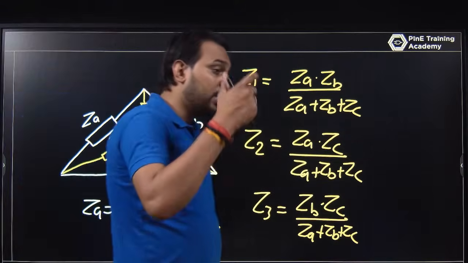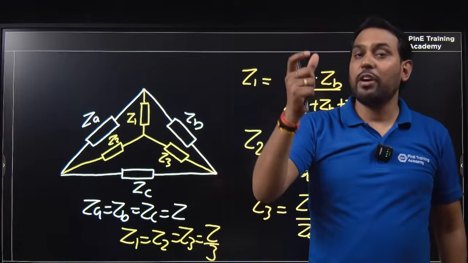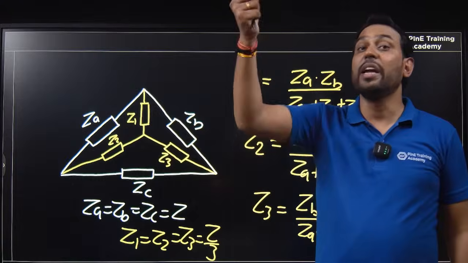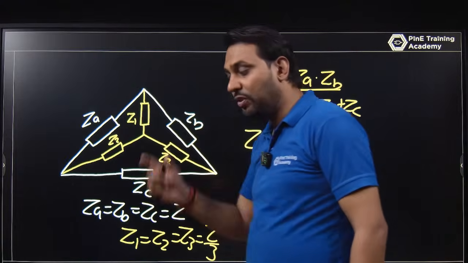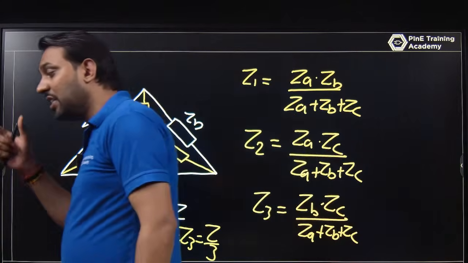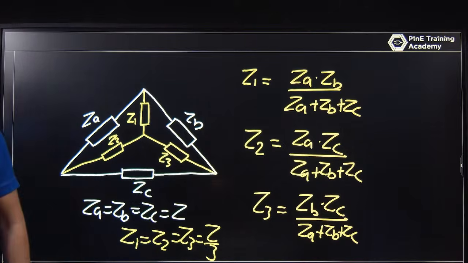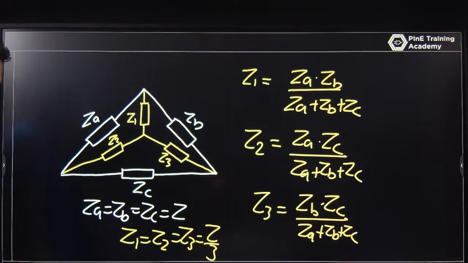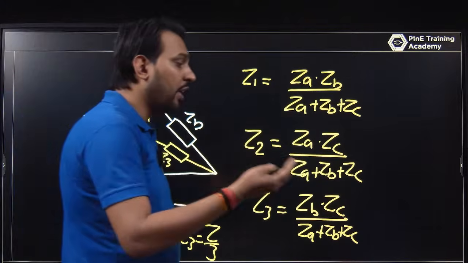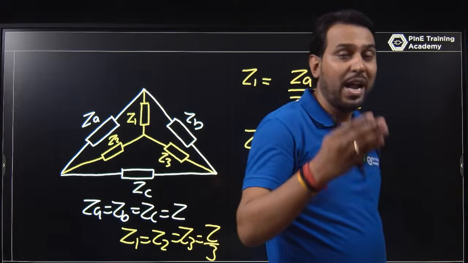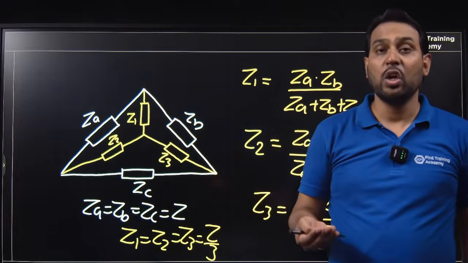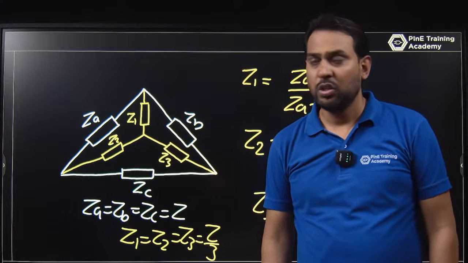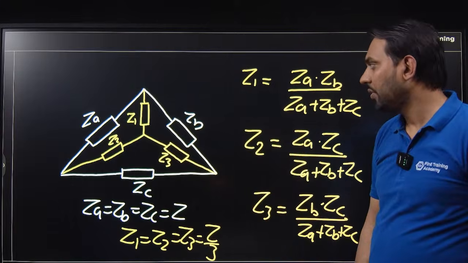So when you are converting star to delta and all the impedances are the same, it will be 3 times that impedance. If Z1, Z2, Z3 are each Z, then the delta values ZA, ZB, ZC will be 3 times Z. If you are converting delta to star and ZA, ZB, ZC are Z, then the star values Z1, Z2, Z3 will be Z by 3. So this is the way you can solve it.